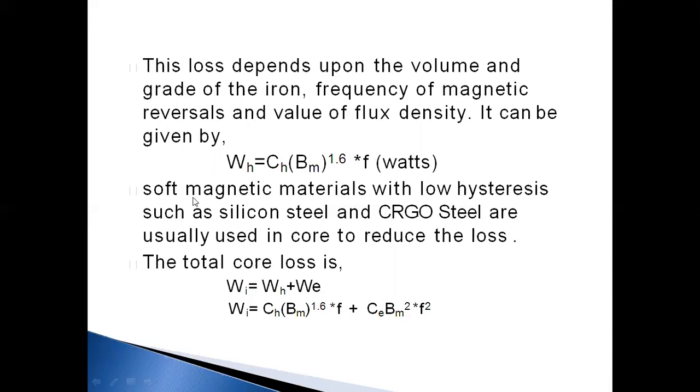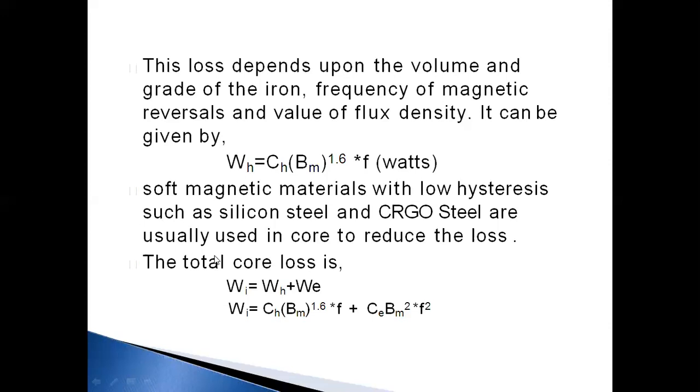Soft magnetic materials with low hysteresis, such as silicon steel and CRGO steel, are usually used in the core to reduce the loss. So, for the eddy current loss, the core is laminated in order to reduce the loss. In case of the hysteresis loss, soft magnetic materials with low hysteresis, such as silicon steel or CRGO steel, are generally used in the core to reduce the loss.